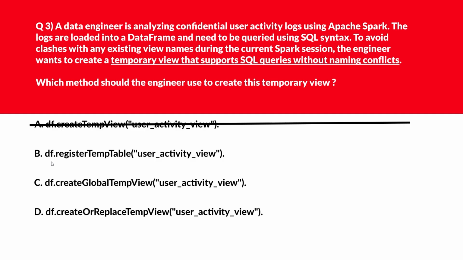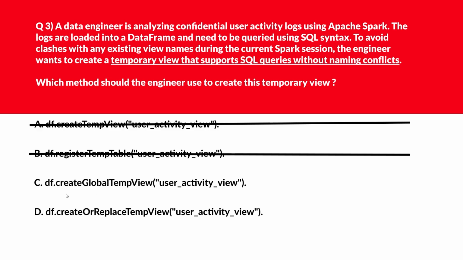Option B, if you look, says df.registerTempTable user_activity_view. So this will use outdated syntax, right? And may not be supported in newer Spark versions. This is also incorrect. Let's move to option C.